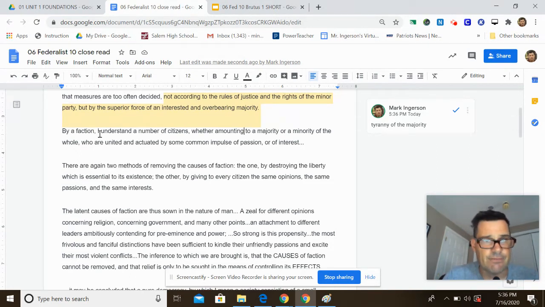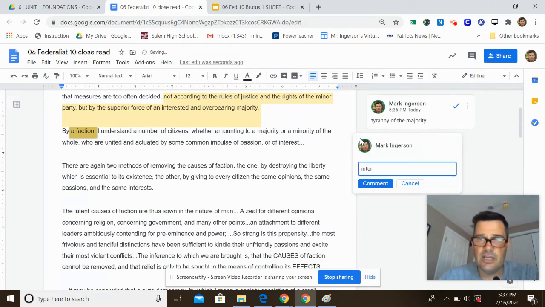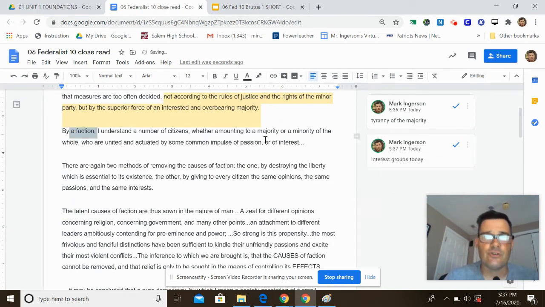By a faction, I understand a number of citizens, whether amounting to a majority or a minority of the whole, who are united and actuated by some common impulse of passion or of interest. Now, we don't usually use the word faction that much anymore, but by faction, it's a group of people who have a common impulse or passion. We would call these interest groups, and interest groups are motivated by some common passion.